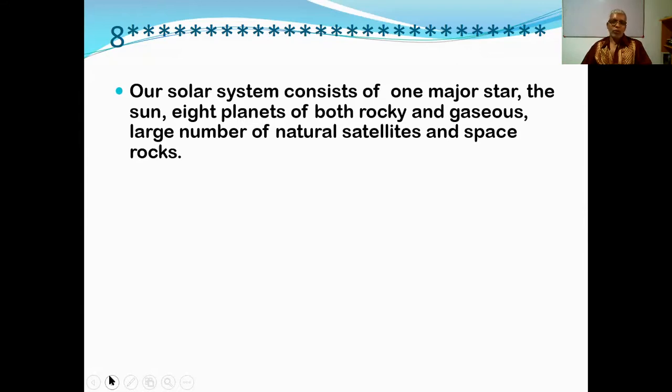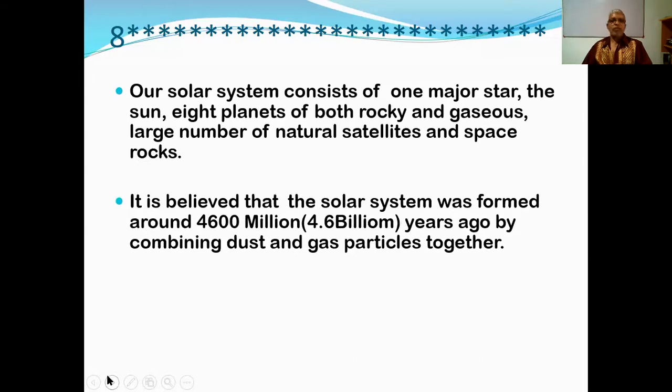They also are members of our solar system. Then the birth of the solar system. The scientists believe that it occurred 4.6 billion, not million, years ago. If it is in million, 4,600 million years ago, due to the accumulation, the collection of gas and dust particles together.